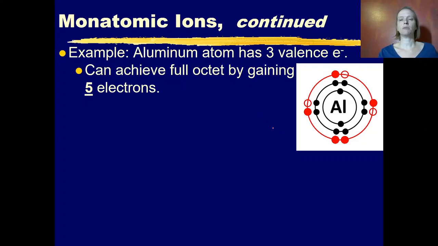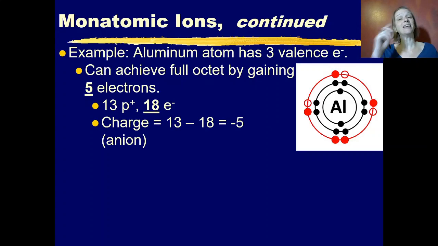But aluminum here would have a charge of negative 5. Remember, charge is protons minus electrons, so that's 13 minus 18, and that's negative 5. So we would form this anion, but it has a pretty big charge, negative 5. Is there another way we can get a full octet?